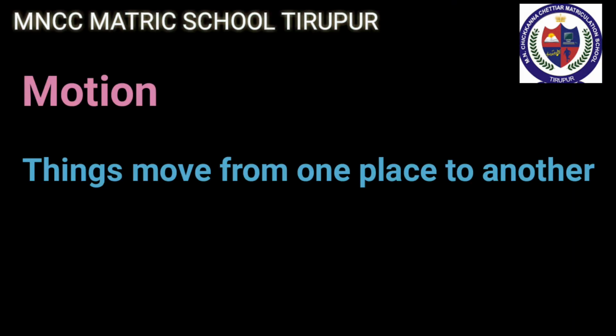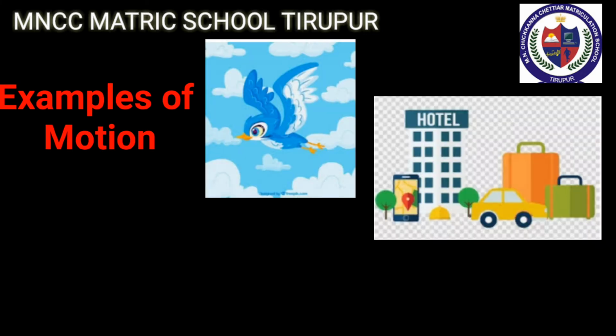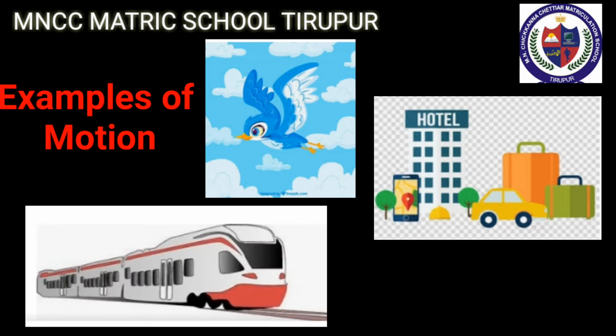Let's see about motion. We find many things around us move from one place to another. Some examples of motion are a flying bird, a moving car, and a moving train.